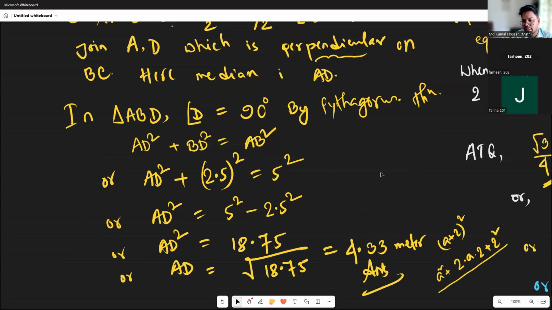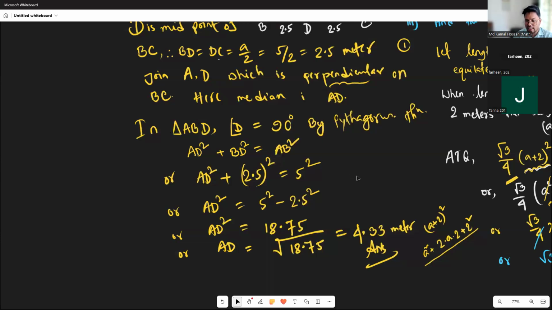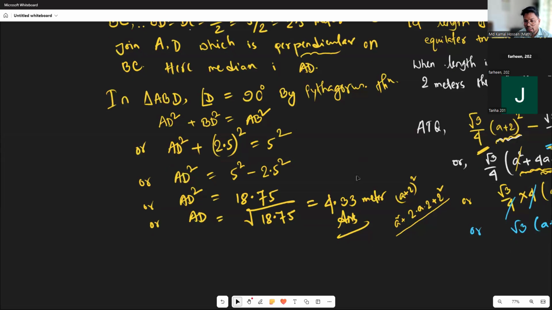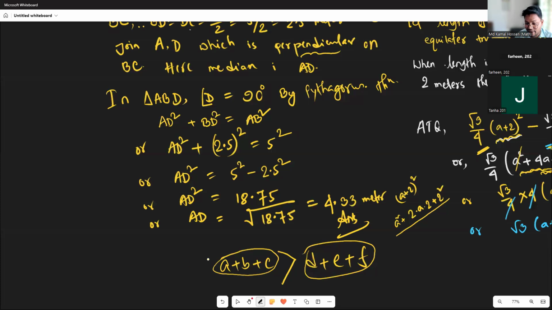If we compare with the side, the median is smaller than the side. The length of each side is 5 meter and its median is approximately 4.33 meter. There is another relation. In higher class, you have to prove it: the length of the 3 sides, that means the perimeter, is greater than the length of the 3 medians, whenever a triangle is a scalene triangle, and for any type of triangle, the sum of 3 sides is greater than the sum of 3 medians.